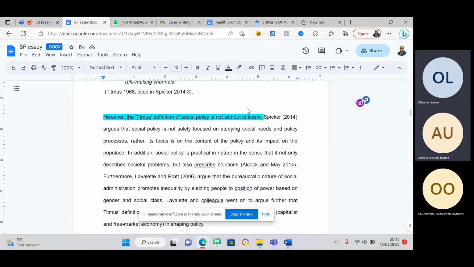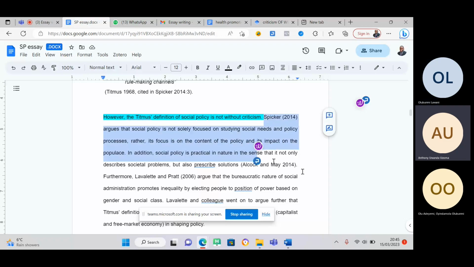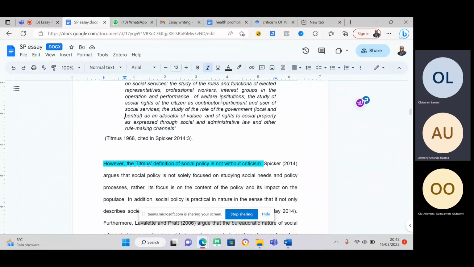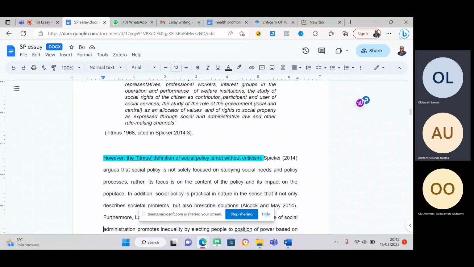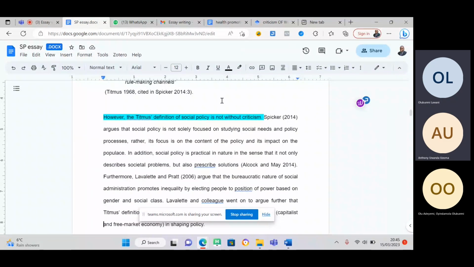Find the critique. The critique is in a textbook. Then from the textbook you can now go to the internet. It's not from internet to textbook, it's from textbook to internet. That is how it flows. So now I've already identified two critiques or thereabouts that criticize this. So that is what they are looking for.